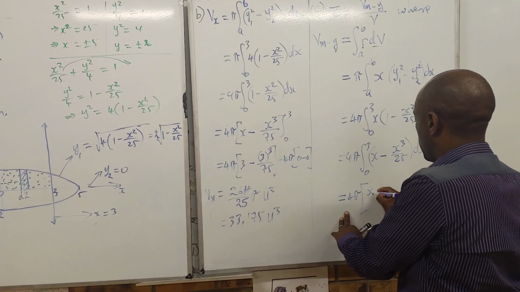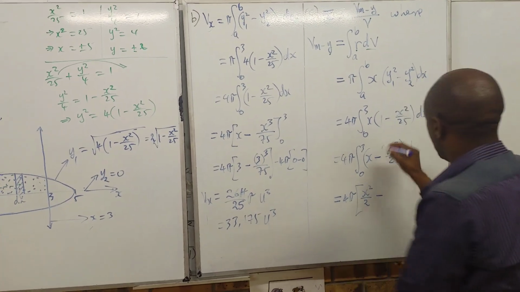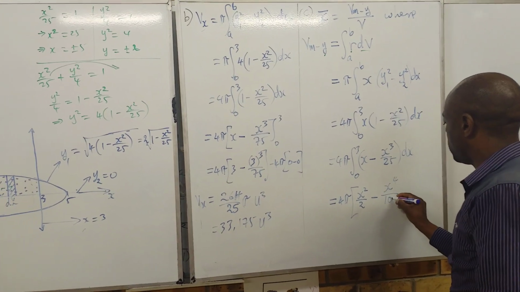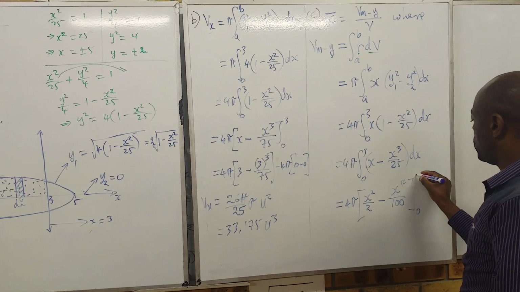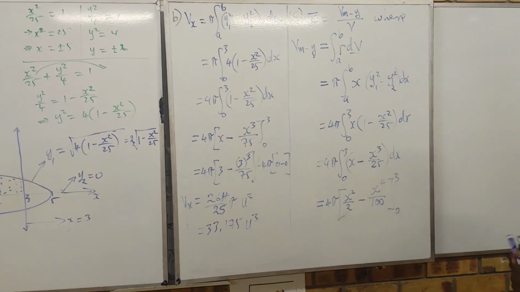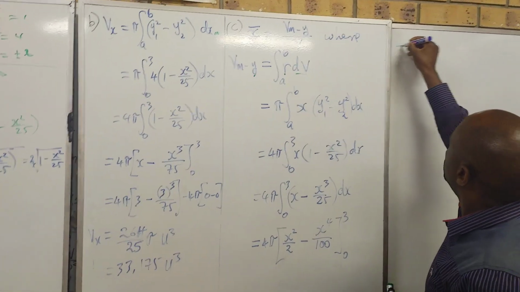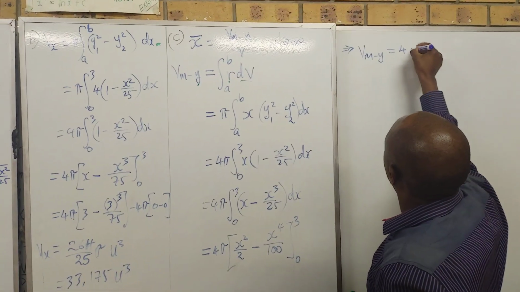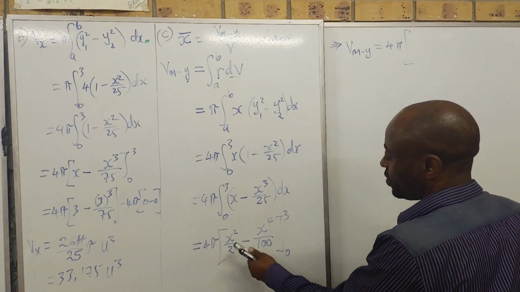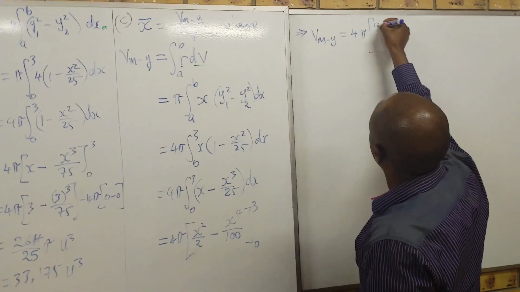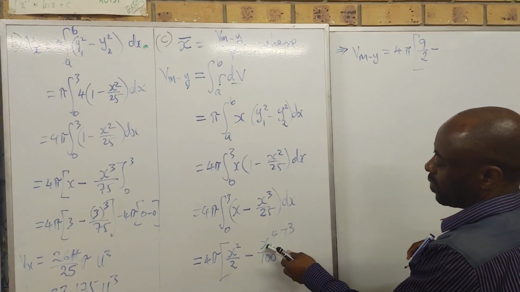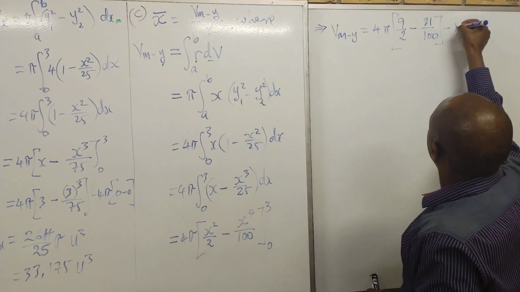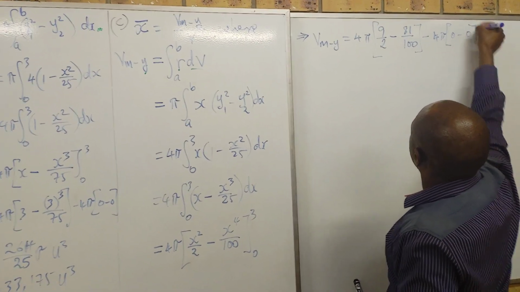If you get the integral of x, it gives you x squared over 2. The integral of x cubed, you get x to the power 4 over 4. That 4 will multiply this 25 to give us 100, from 0 to 3. So we can now put in our limit. If I start with the upper limit, volume moment about y, I get my 4 pi outside. Upper limit is 3. If I put 3 there, 3 squared is 9 over 2 minus 3 to the power 4, that is 81 over 100. Then lower limit will simply be 0 minus 0.